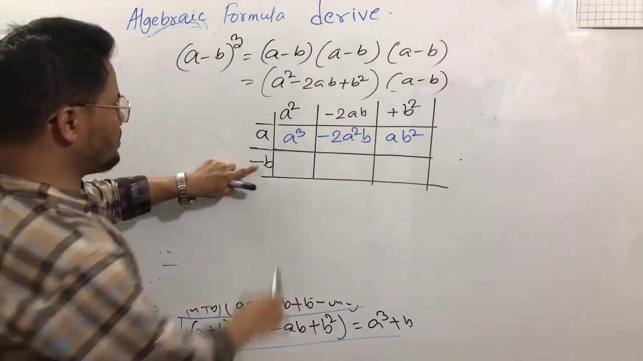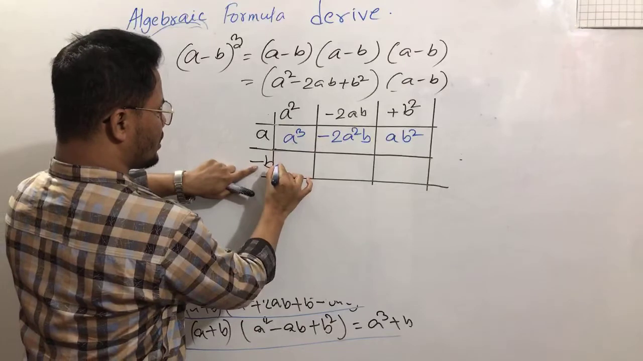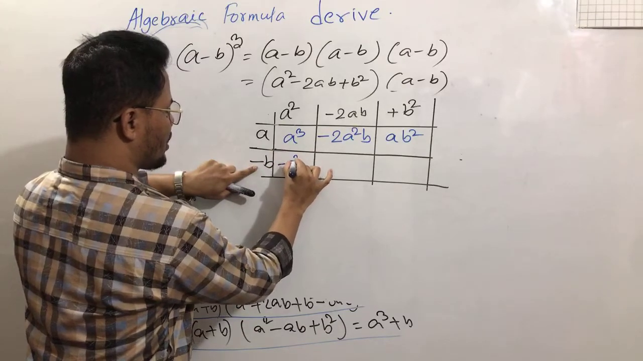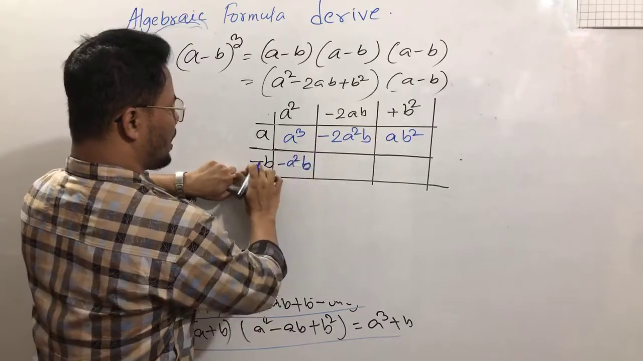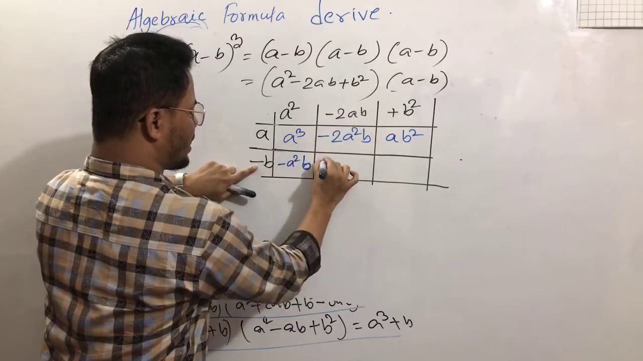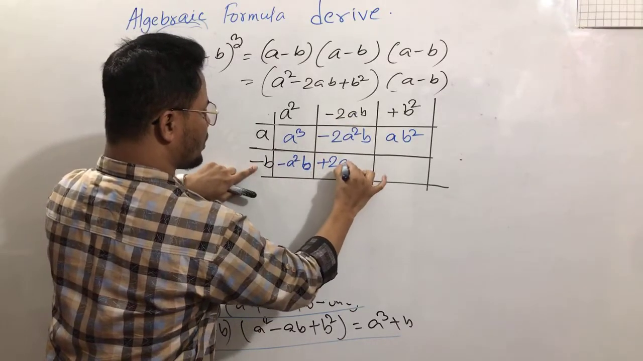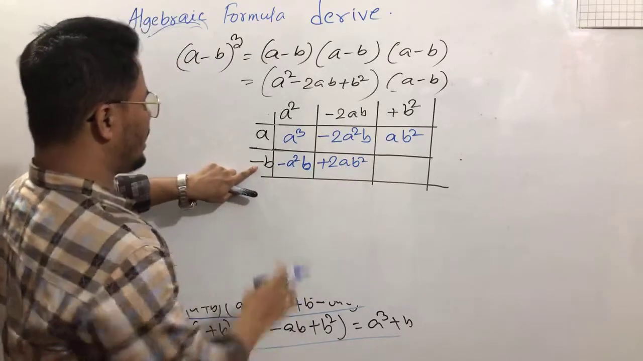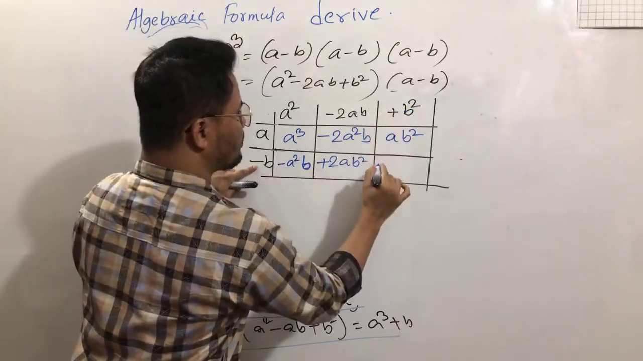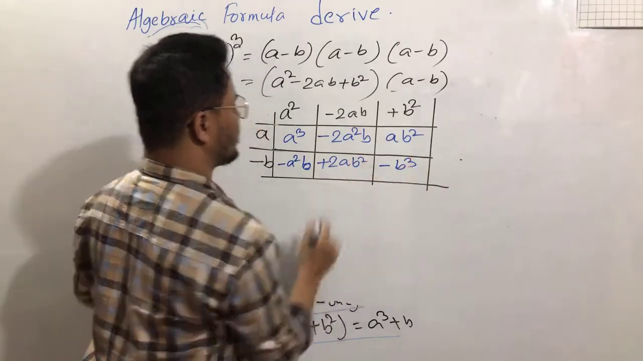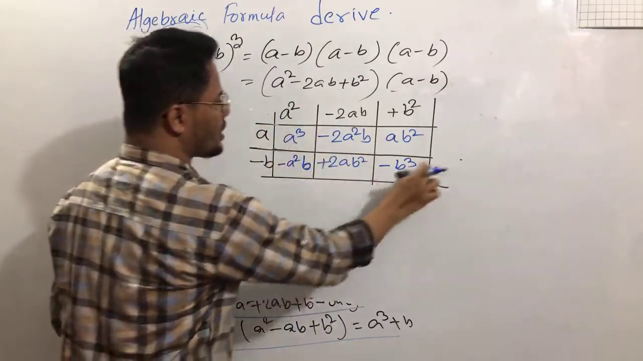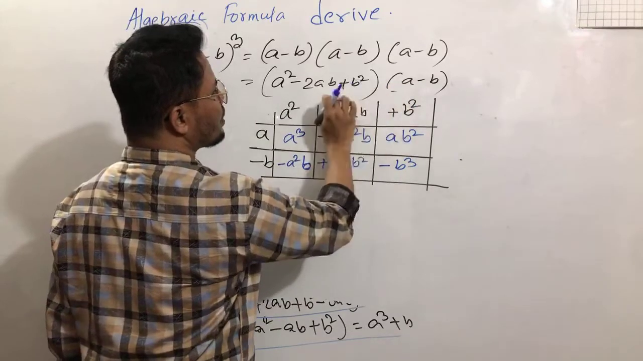Now minus b multiply with a square, this one is minus a square b. Minus b multiply with minus twice ab, minus minus plus, this one is 2ab square. And then minus b multiply with b square, plus minus minus, b cube. Now this is the total result of these two multiplications of two factors.